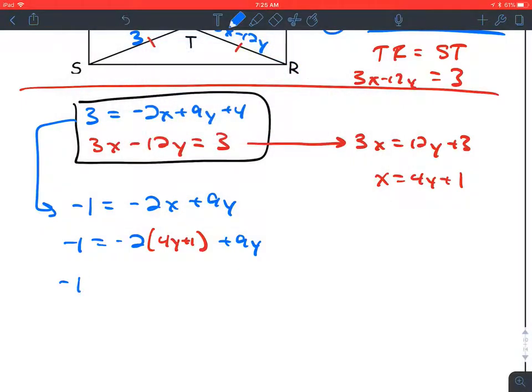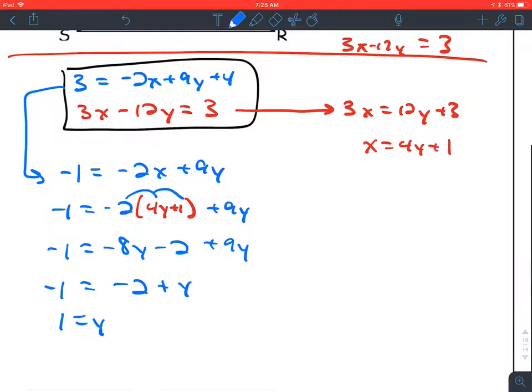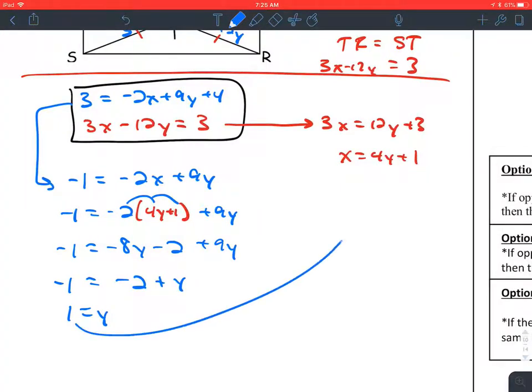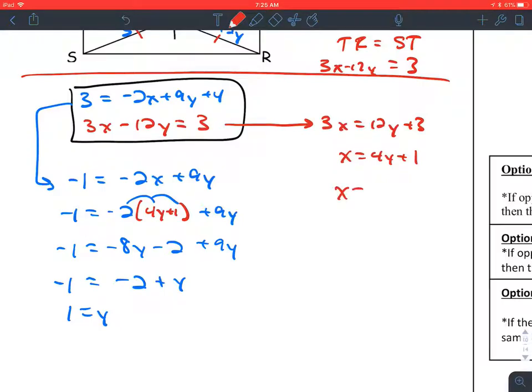Simplifying this, trying to get y by itself, going to get negative 8y minus 2. That's a distributive property. Plus 9y. Combine like terms. A negative 8y and a plus 9y is a 1y. And if we add 2 to both sides, we get 1 equals y. Once we know what y is, we can take this 1 and plug it in here into this other equation. So we got x equals 4 times 1 plus 1.